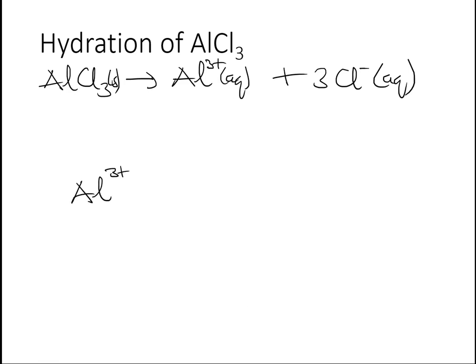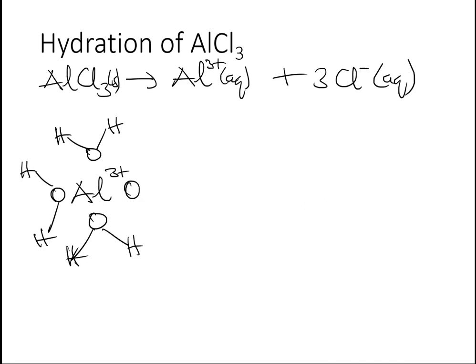aluminum is your positive, and it will be surrounded by water, but the oxygens will be close to aluminum because aluminum is positively charged and the oxygen on water has a partial negative. So partial positive, partial negative. And we have 3 chlorines of them.